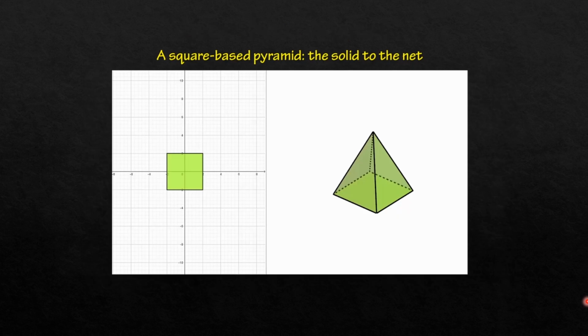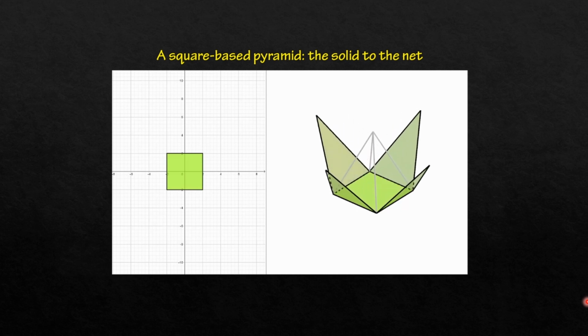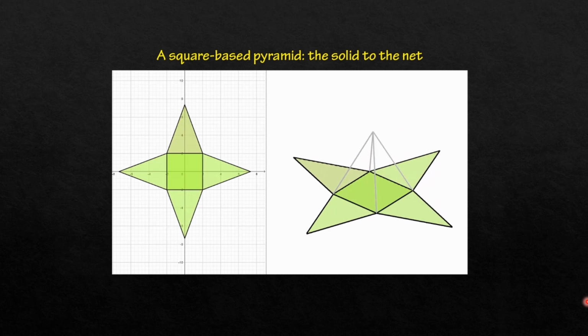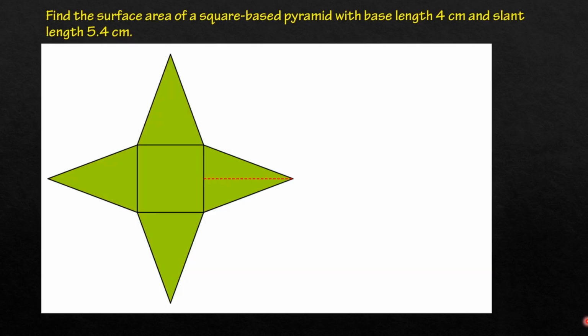Let's look at this example. It's a square base pyramid and we'll produce the net. We open up the solid and the net appears on the left side. Notice we have a square base and 4 triangular lateral faces. We redraw the picture here.